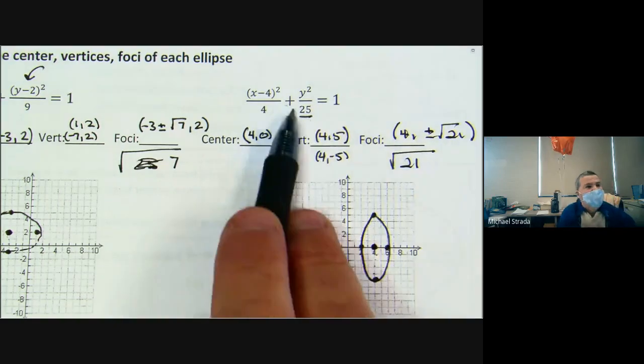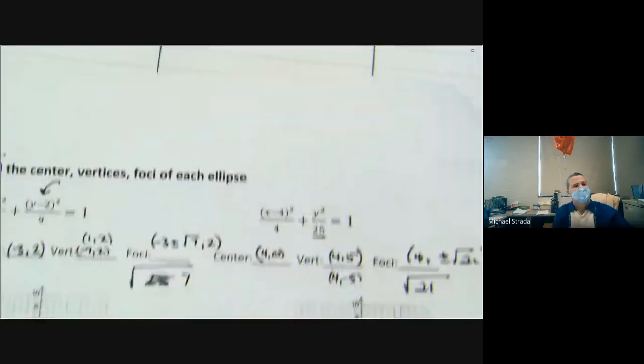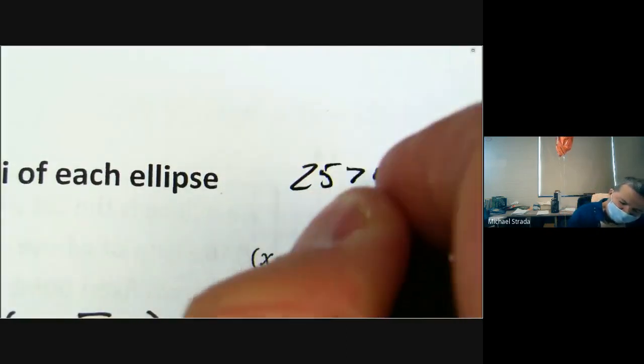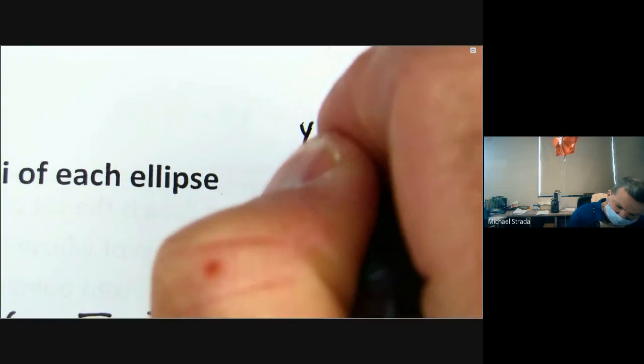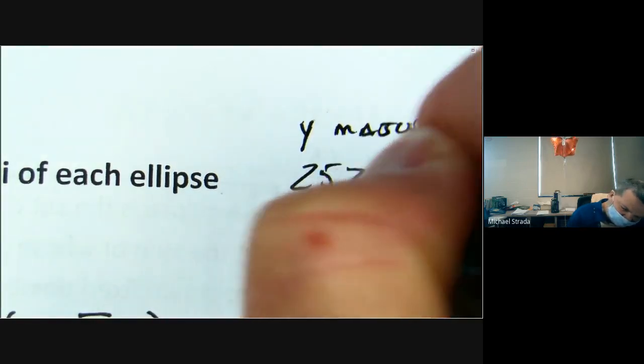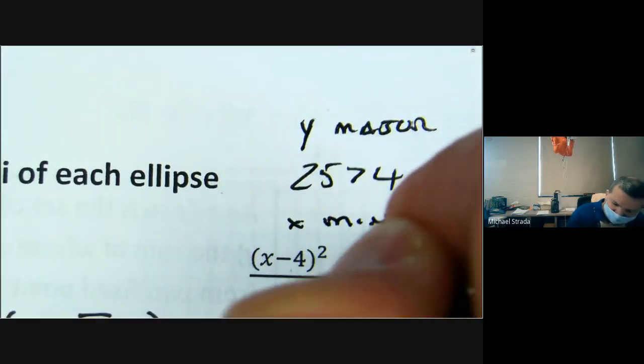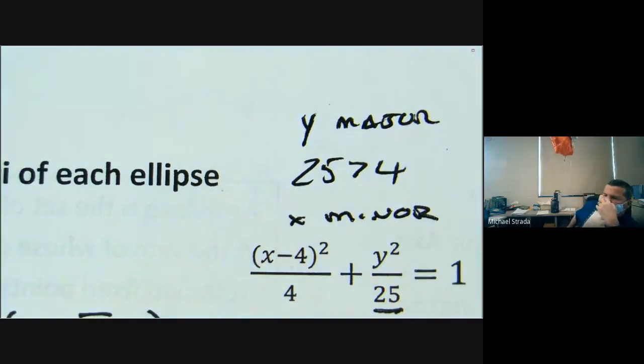So in other words, when you look at this, either in your head or on paper, this is what should be going on. What's bigger, 25 or 4? 25 is bigger than 4. So that means the y is the major and x is the minor. All right? And then the foci are always on the major axis. So it always goes with the y. Make sense? Yeah. All right.